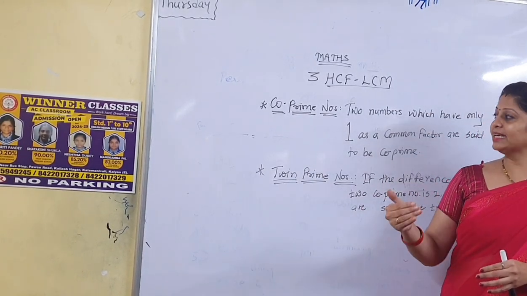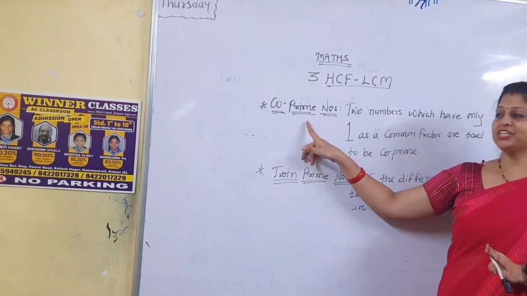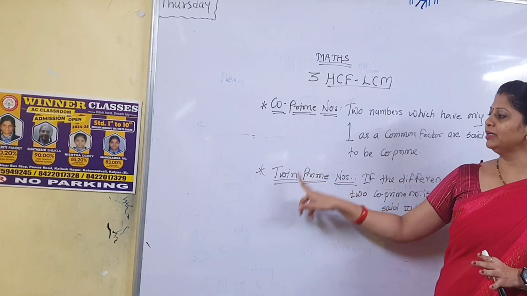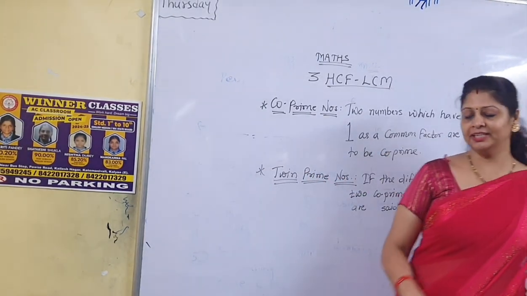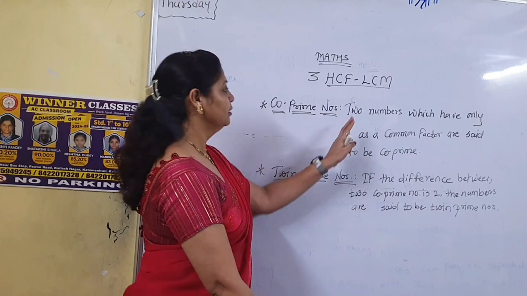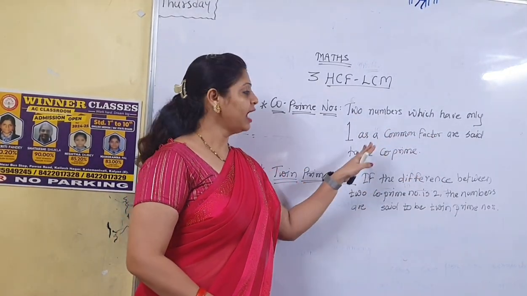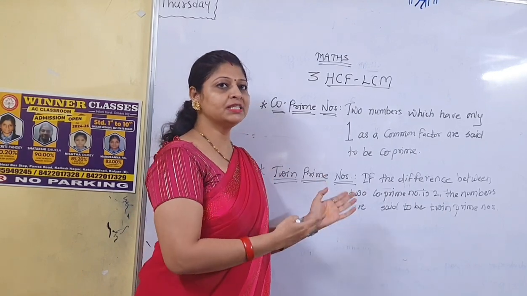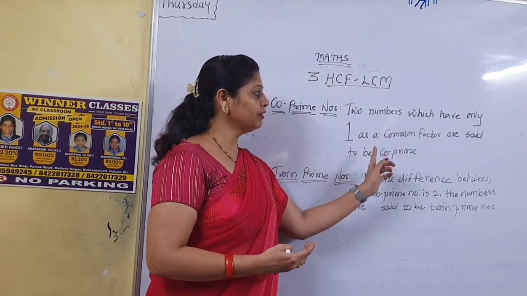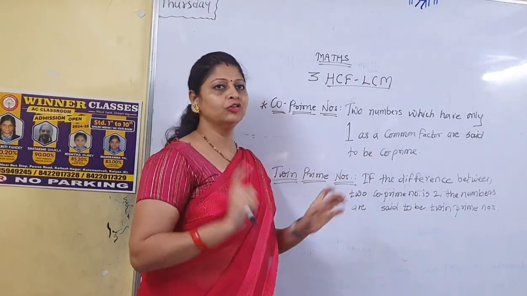Afterwards, the second and third most important definitions are there, that is co-prime number and twin prime number. Okay children, now see, pay attention here. Co-prime number: two numbers which have only one as a common factor are said to be co-prime numbers. Now what is the meaning of this definition? Whatever numbers we find, they should have 1 as the common factor.